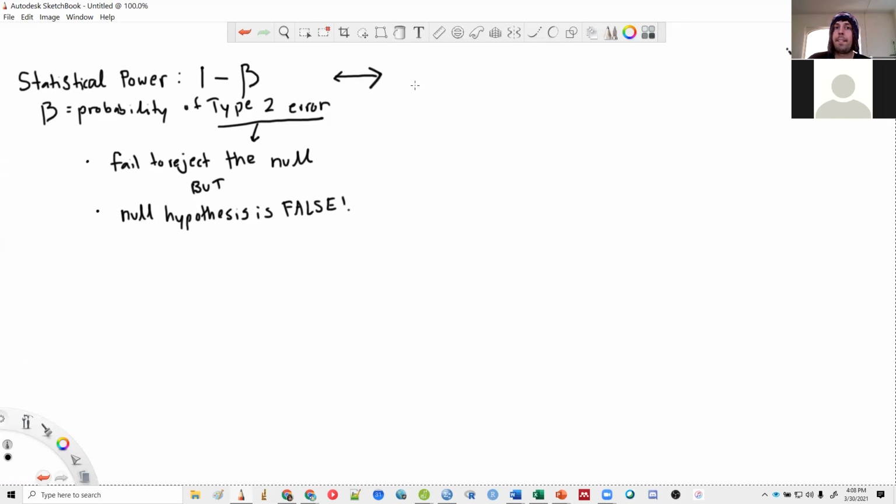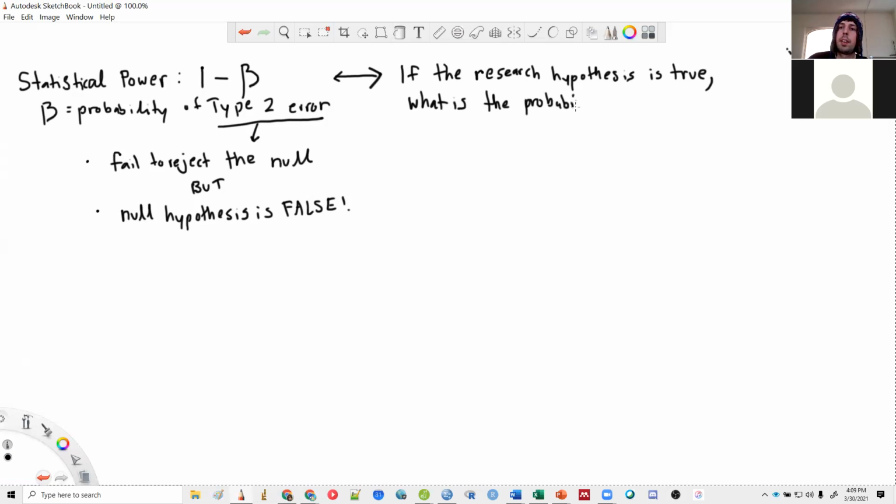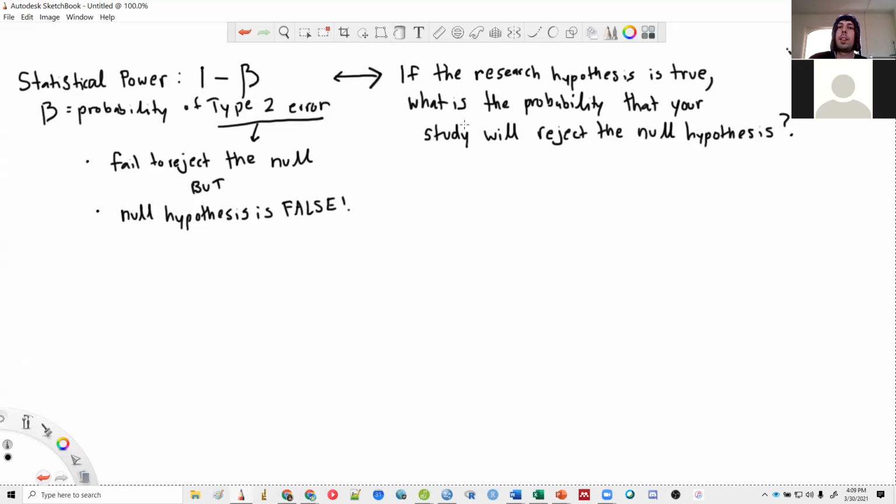So statistical power is, if the research hypothesis is true, what is the probability that your study will reject the null hypothesis? I can actually just avoid framing this as a question. If the research hypothesis is true, statistical power is the probability that your study will reject the null hypothesis.